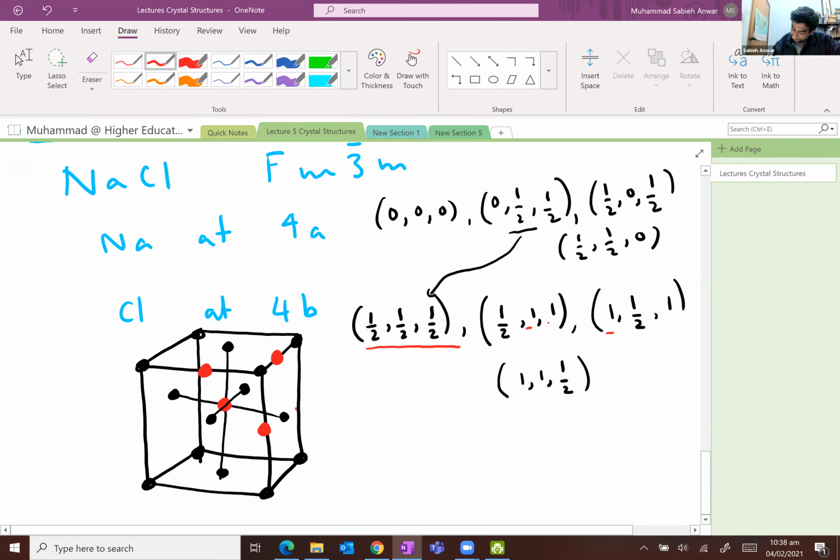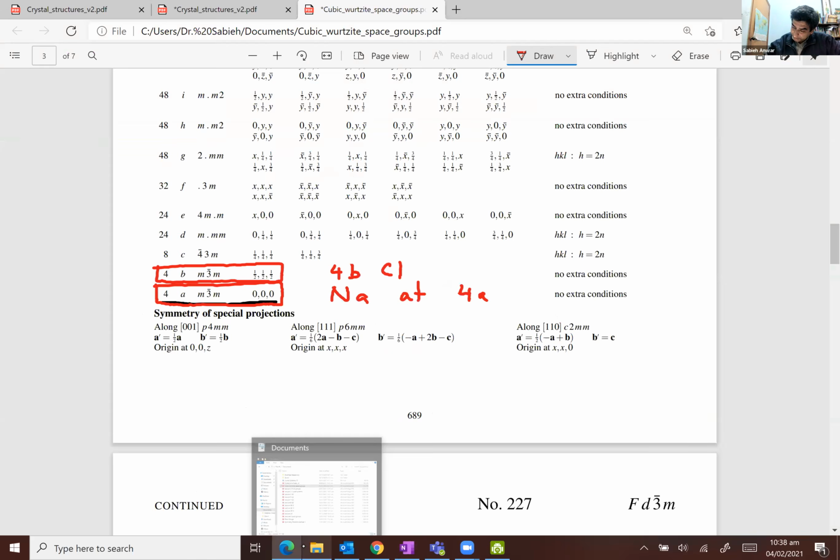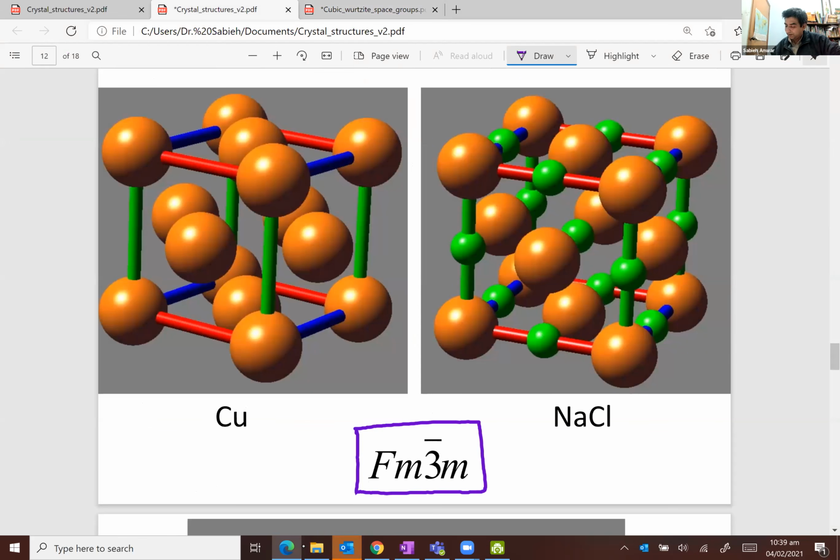So if I just do the translation vectors, I get a chlorine here, here, here, and so on. I can draw all of this in a nicer fashion. In fact, I don't need to draw it. I already have it here. Here you go. This is sodium chloride. Fm3̄m, and sodium at the location 4a and chlorine at the location 4b.